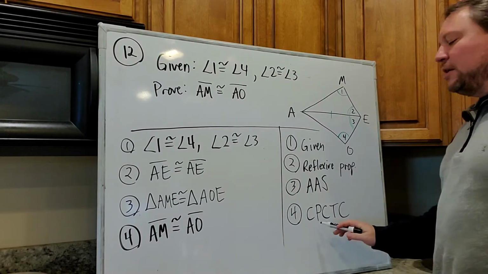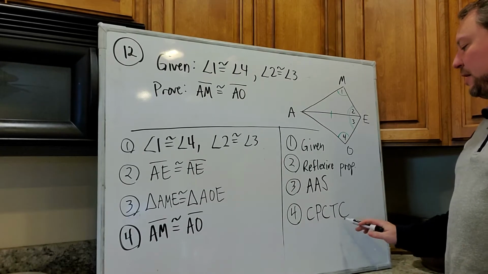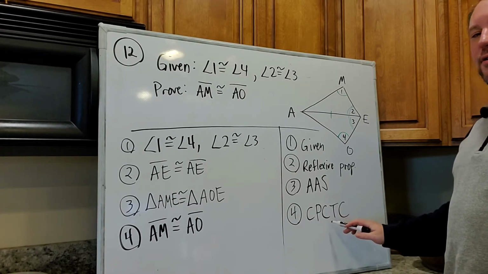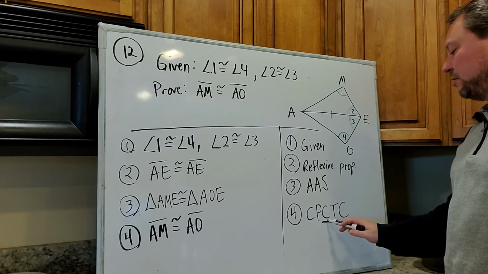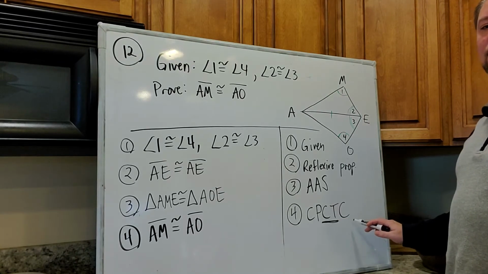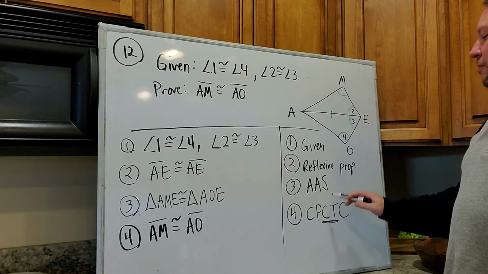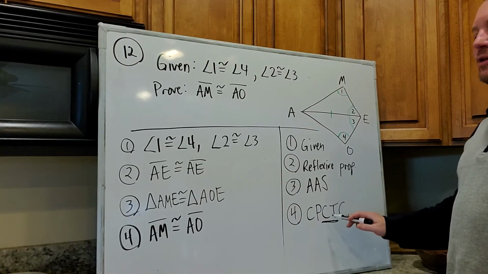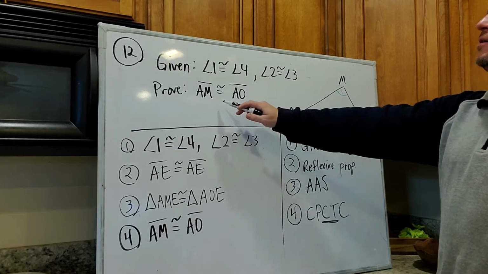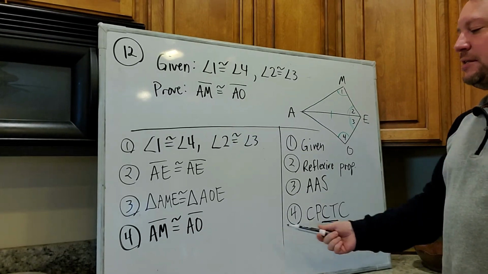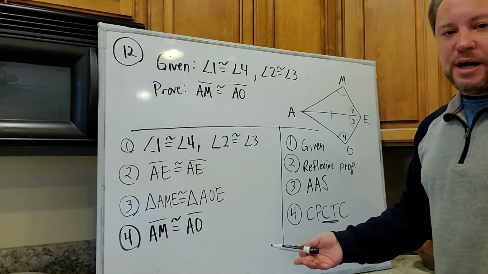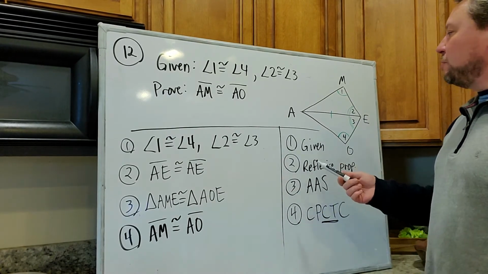But once the triangles are congruent, all of their parts are. So we're using CPCTC, corresponding parts of congruent triangles. That's the key here. You have to have congruent triangles. Okay, if you've already proved the triangles are congruent in the previous step, that's when you can use CPCTC to prove our parts congruent.